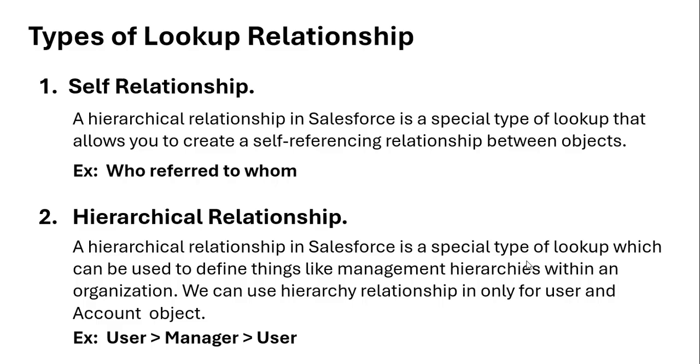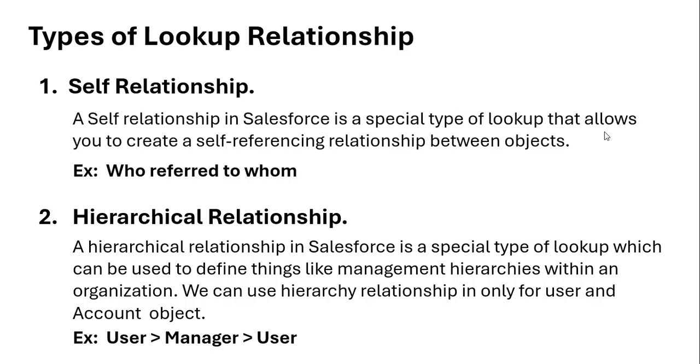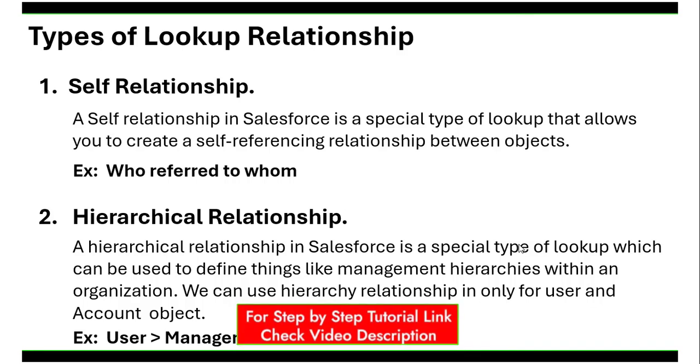Now there are two types of lookup relationship. First one is a self relationship and another one is a hierarchical relationship. So the self relationship in Salesforce is a special type of lookup relationship that allows you to create a self-referencing relationship. For example, you are creating a new employee record and for that employee, only an employee who was previously working in your organization referred the new employee. At that time you can create a lookup field in the new employee record and you can assign the existing employee who referred this new employee. That means you are creating a lookup field for the same employee object.